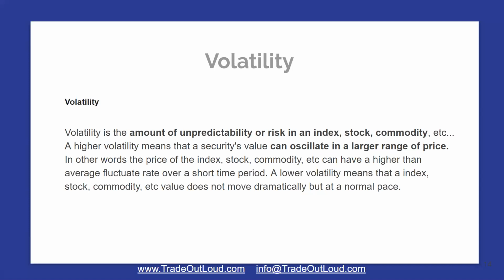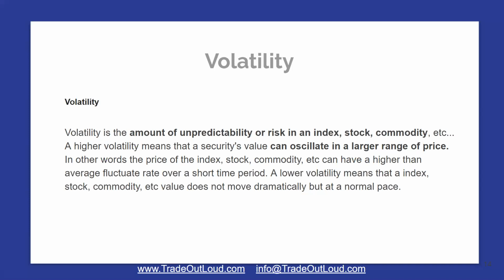So a lot of times you're going to see that when the candle opens, and if you're having those doji candles or hammer candles, they're going to go up and then they're going to go back down. And this is a very typical volatile environment. A lower volatility means that the index, stock, commodity, etc. value does not move dramatically, but at a normal pace.